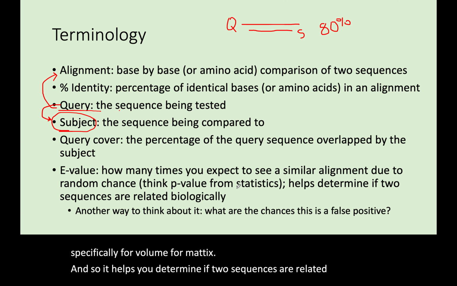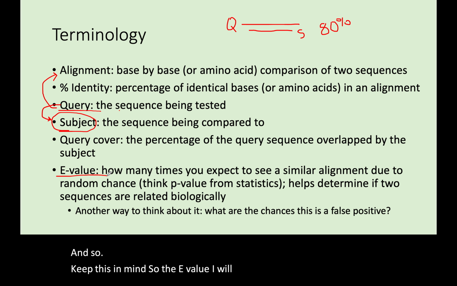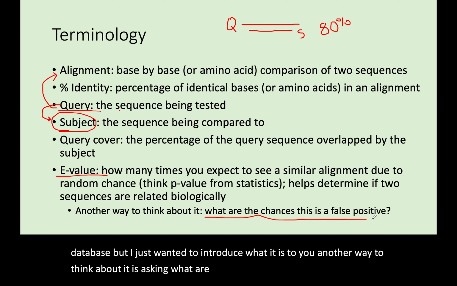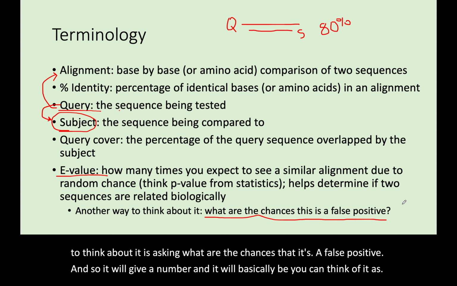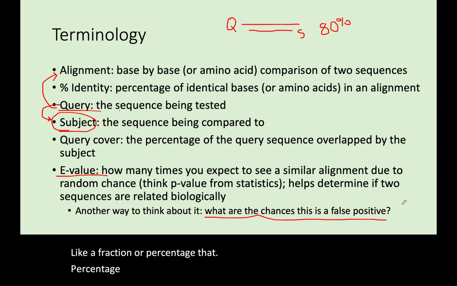So keep this in mind. The e-value, we'll come back to that as I go into the database, but I just wanted to introduce what it is to you. Another way to think about it is asking what are the chances that it's a false positive. It will give a number, and you can think of it as a fraction or a percentage likelihood that it is due to random chance that I see this alignment.